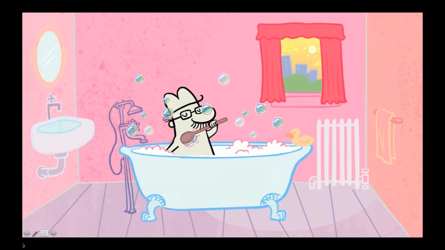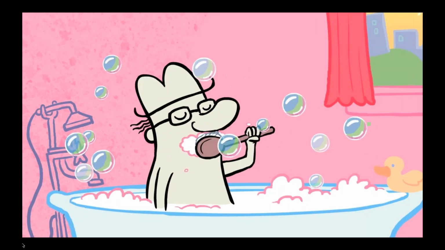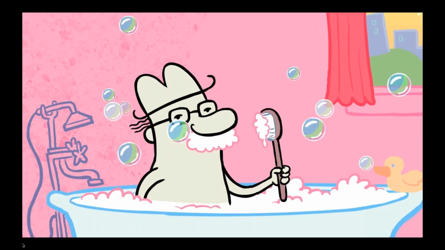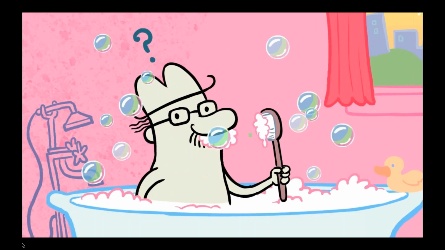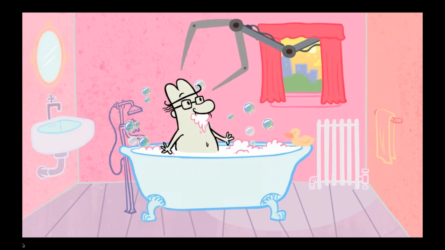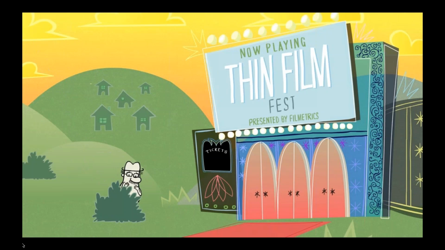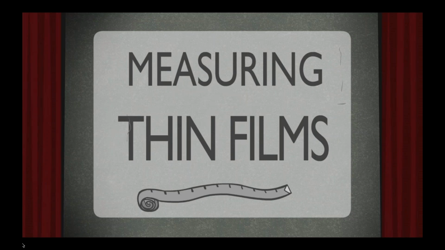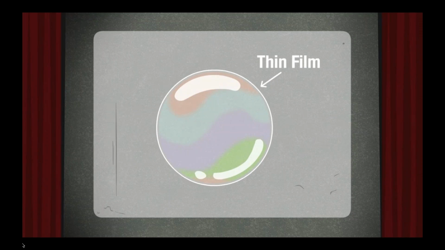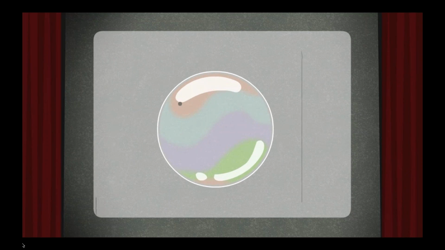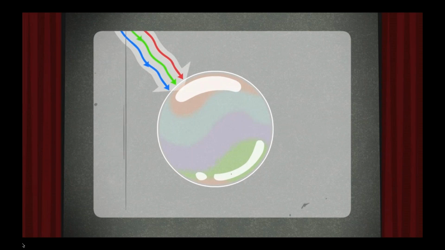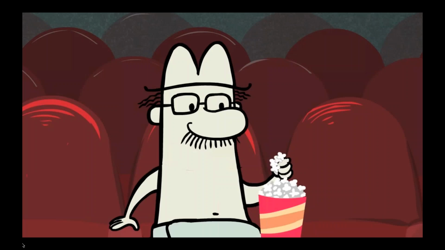Why, it's Mr. Squirrely taking a quiet bath. So relaxing. Mr. Squirrely, have you ever wondered why you can see so many colors in your soap bubbles? Would you like to find out? Of course you would. A soap bubble is a thin film, but its thickness varies across the surface. Because light is made up of red, green, and blue light waves, different amounts of each color are reflected off the surface. Let's find out why.